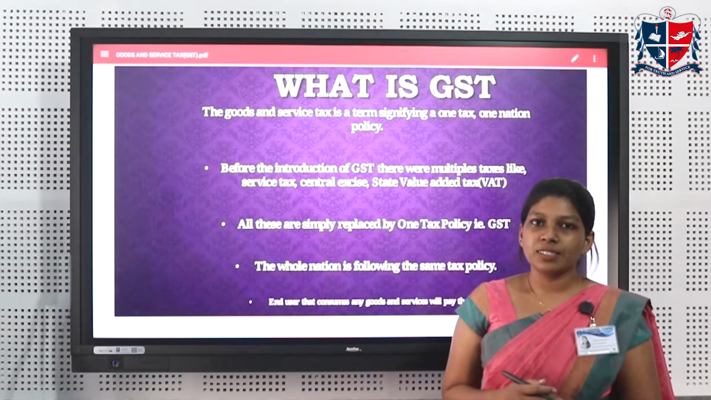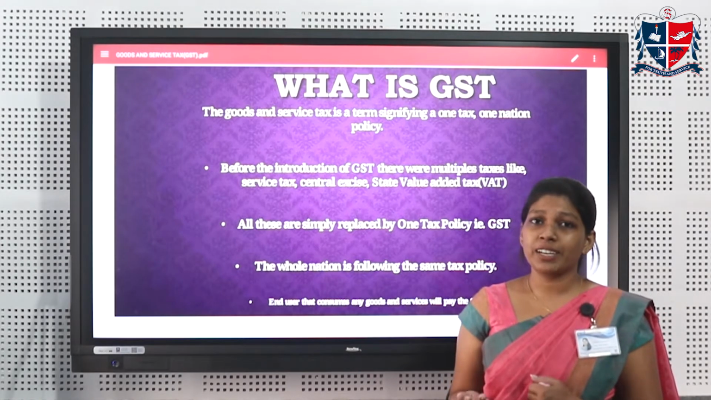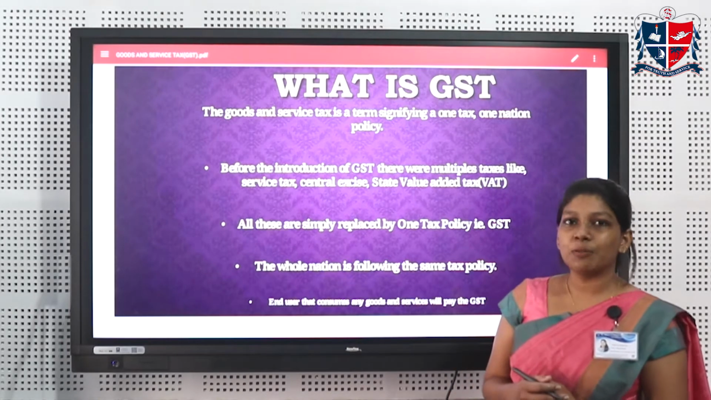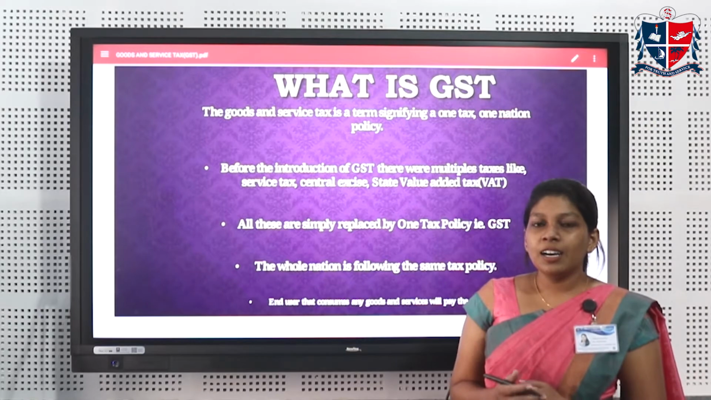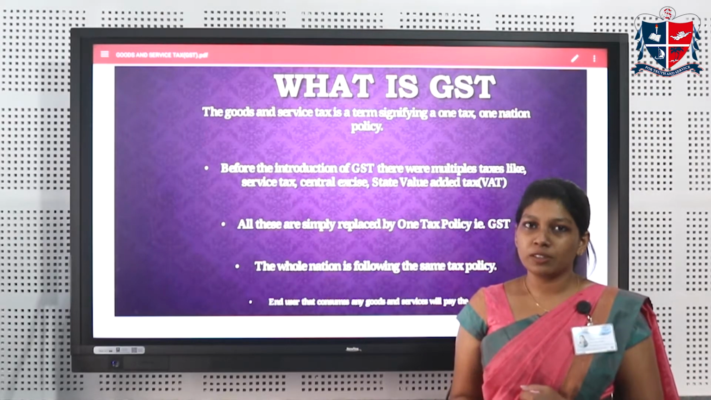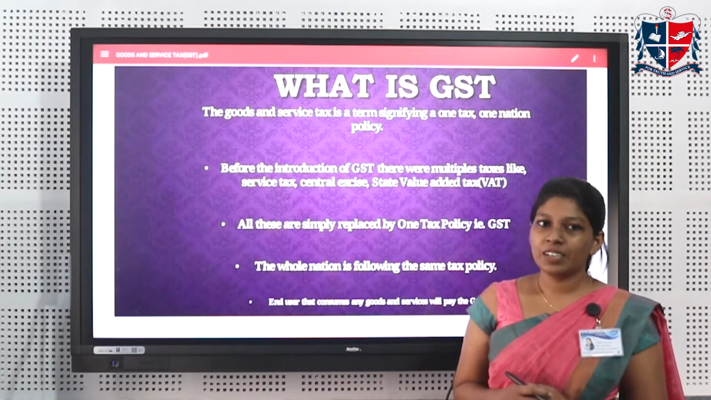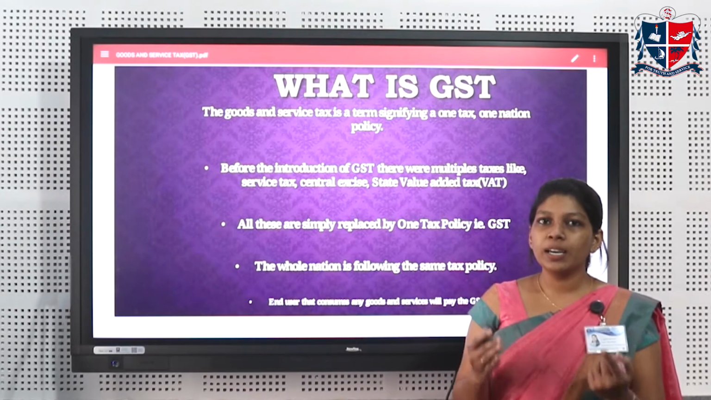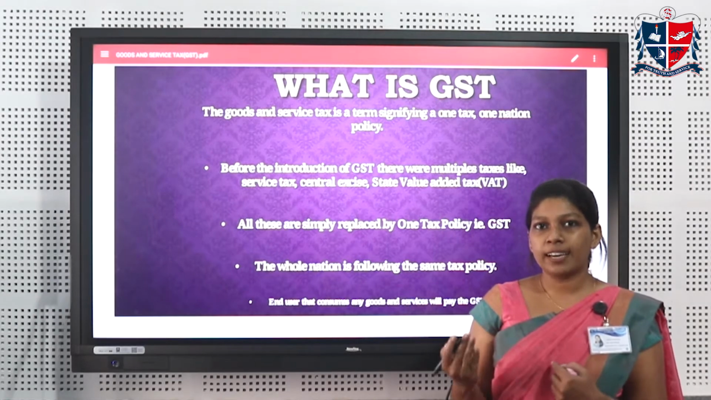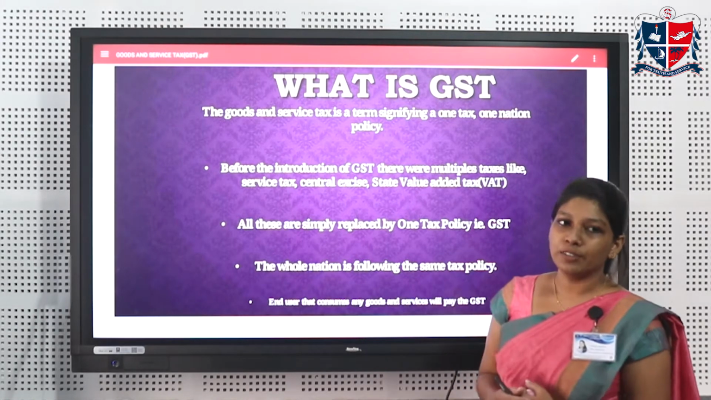Before the introduction of GST, there were several taxes in India like service tax, central excise tax, and VAT, value added tax. All these taxes are simply replaced by one tax policy called GST. The whole nation is following one tax policy, and that is called Goods and Service Tax.